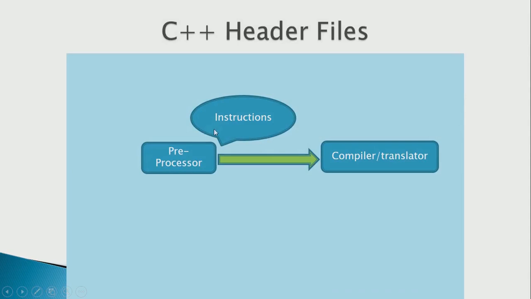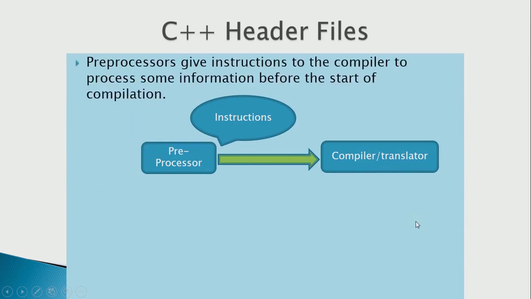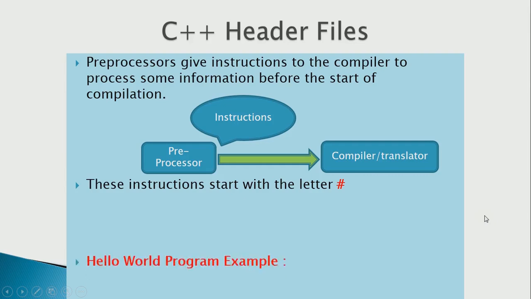Preprocessor gives instructions to the compiler to do something before starting compilation. Or you can say before starting translation of program. Or you can say that preprocessor gives instructions to the compiler to process some information before the start of compilation. These instructions given by the preprocessor to compiler start with the letter hash. Wait a minute. Do you remember where did we use the letter hash? Yes, you are right. We used it in the hello world program.